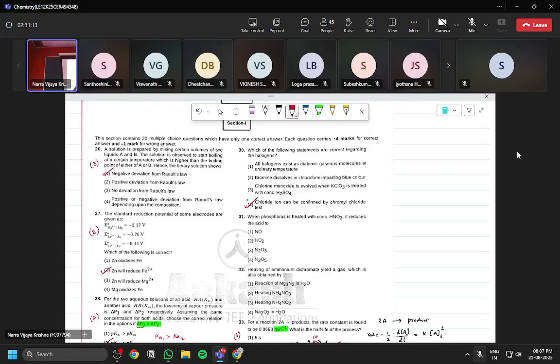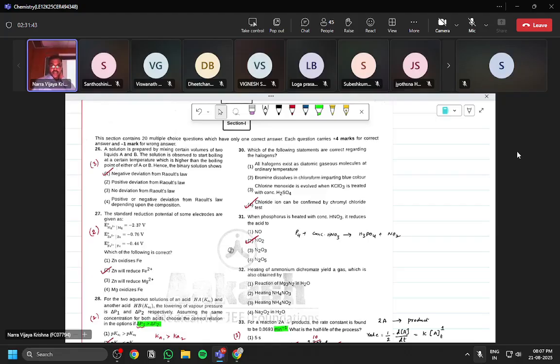When phosphorus is heated with concentrated HNO3, it reduces. With concentrated, you will get NO2 gas. Correct? So P4 with concentrated HNO3, what should you get? You should get H3PO4 plus NO2 gas. Right?